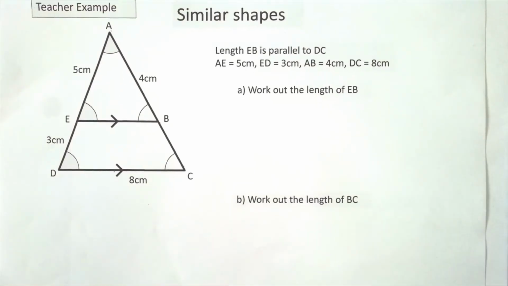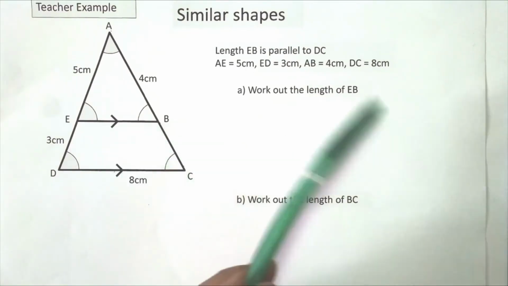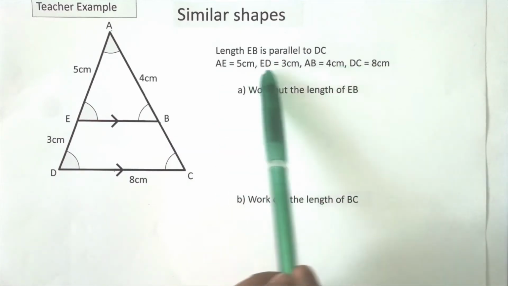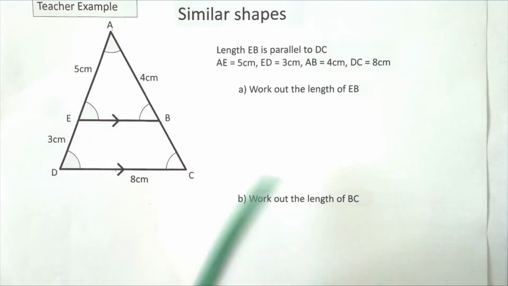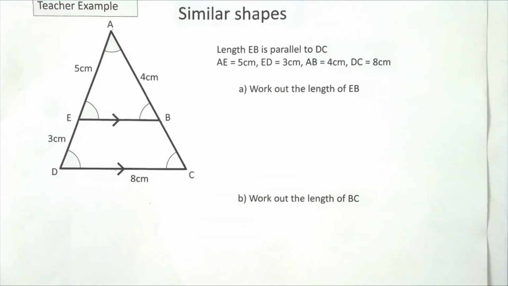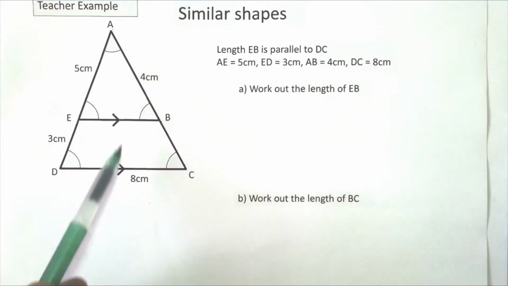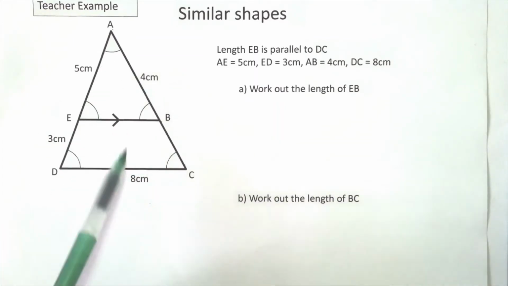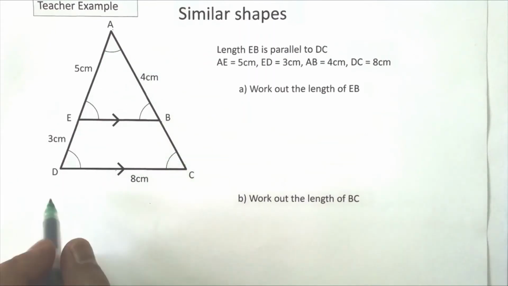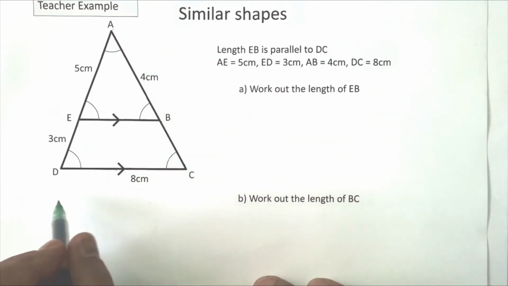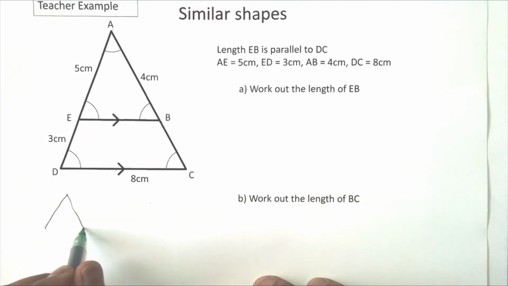In this example, we've been given this shape, and we're told certain lengths along the shape, and then we are asked to work out the length EB and BC on the shape. For the first part of this question, what you need to understand is that this shape is made up of two overlapping triangles. If I look at the smaller triangle first, I'm going to draw them out separately, so it'll be a lot easier for us to see the two shapes.